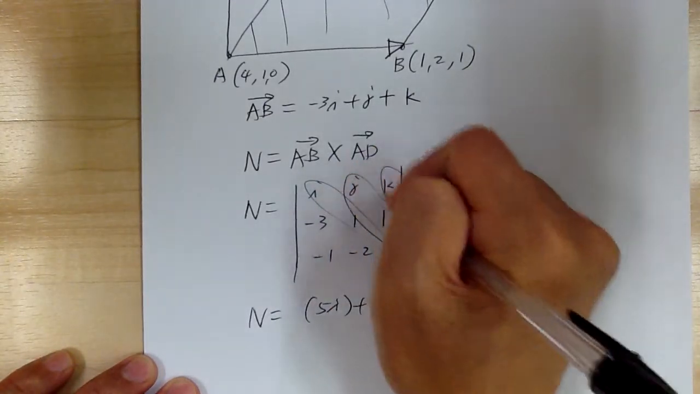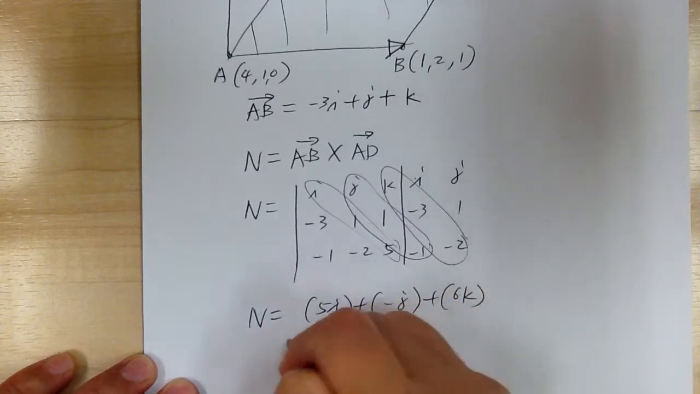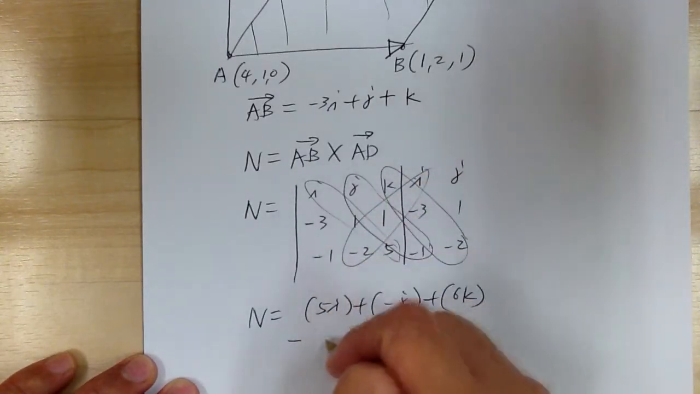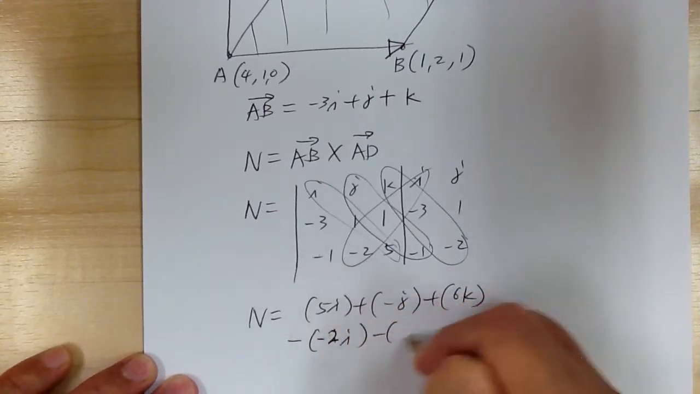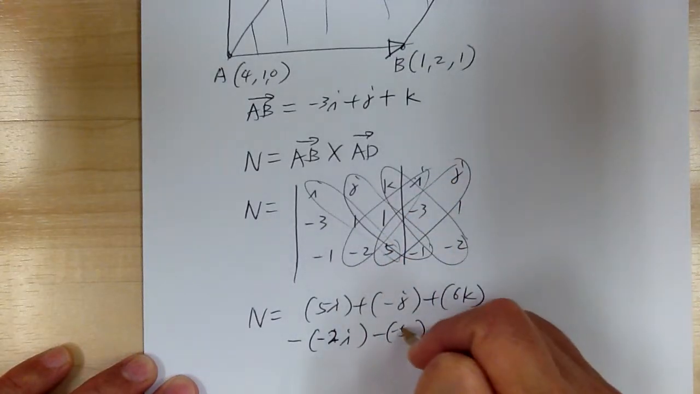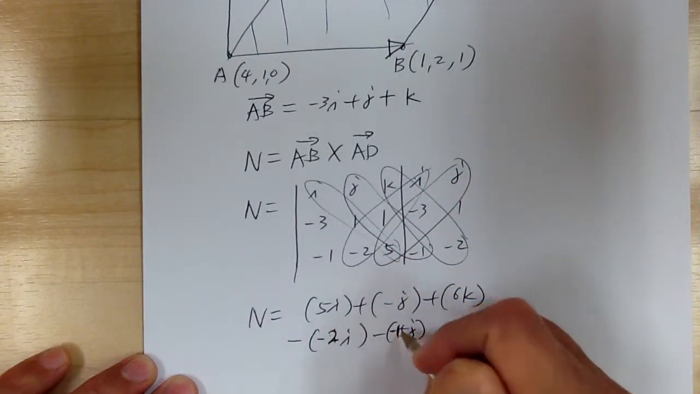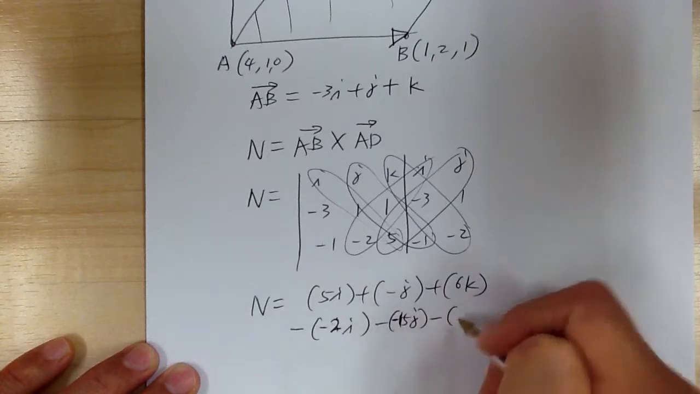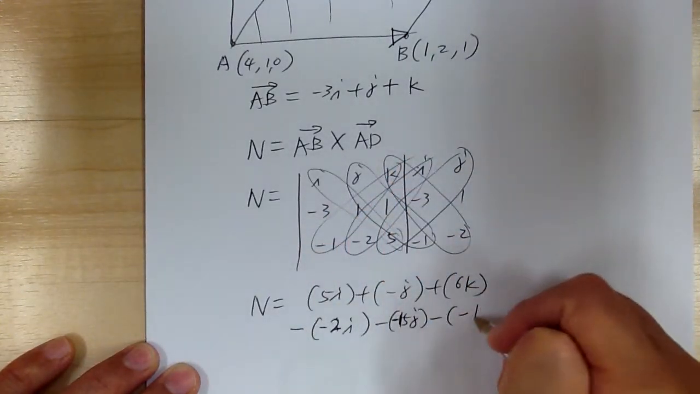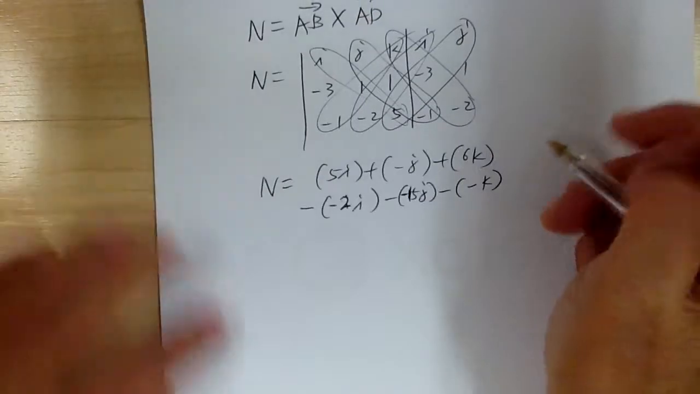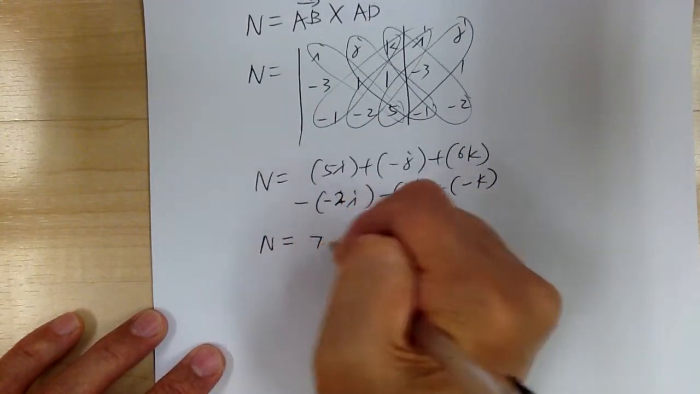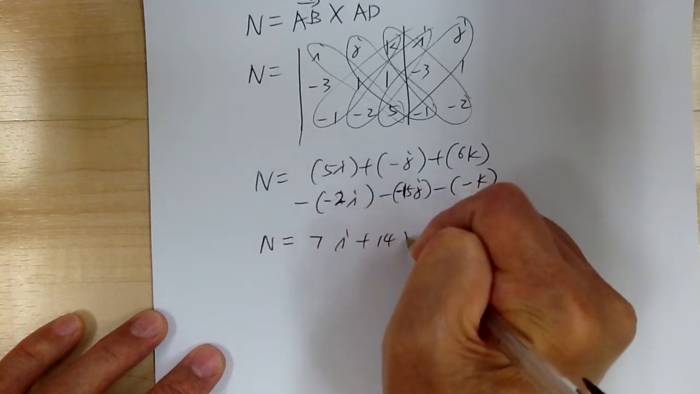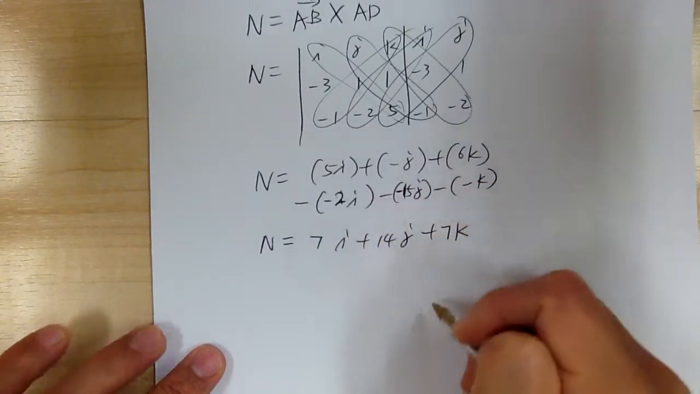plus 6k, minus the i would be -2i, minus -15j, minus -k. So again, you have to keep track of your minuses, okay? So N equals 7i plus 14j plus 7k.